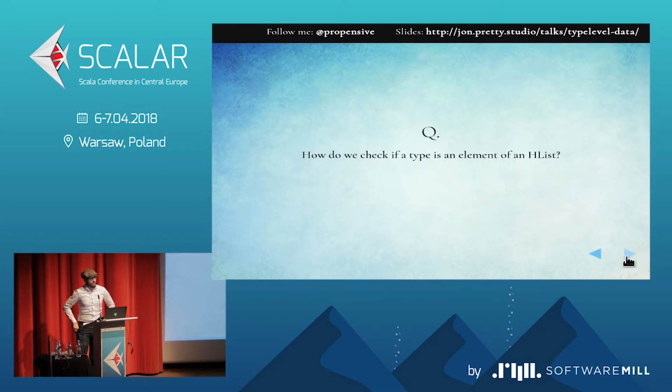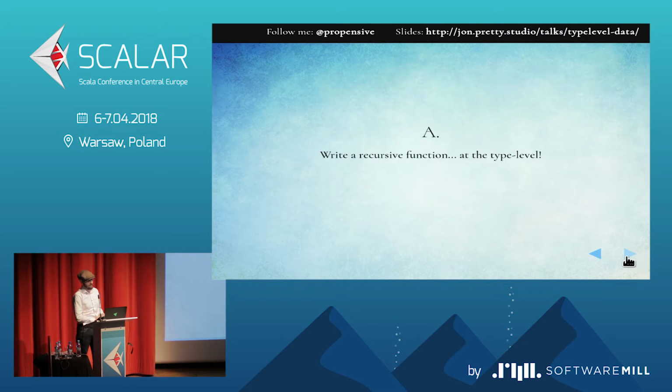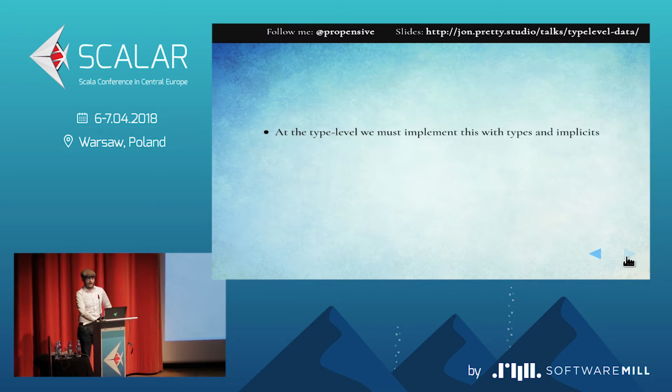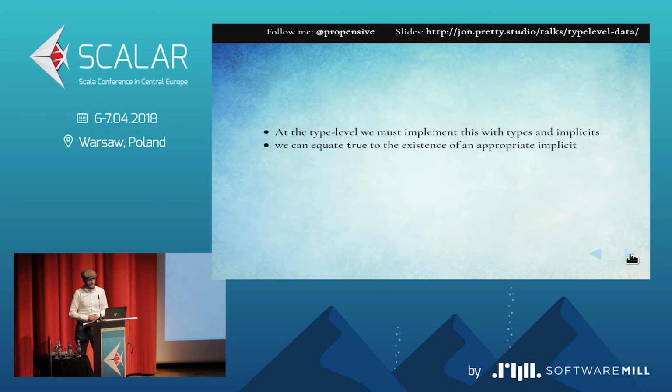How do you do it for an HList? So we're at the type level now. So the solution is kind of the same. It's to write a recursive function, but to do so at the type level. And at the type level, we don't have some of the luxuries we do at the value level. So we must implement things with types, and we can also use implicits, which are one of the tools we have available for calculating these things.